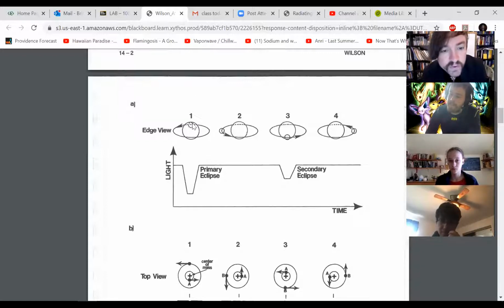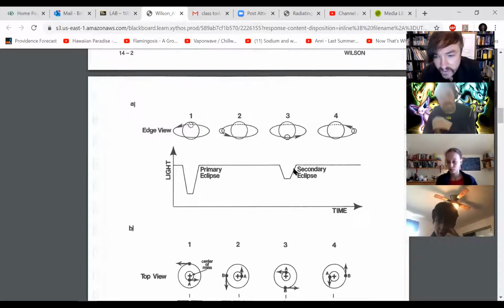And that's when we lose one of our star's photosphere's contribution to the brightness. That results in what's known as a primary eclipse, where you get a big dip in the light curve. It's also possible to get a secondary eclipse, where the small star passes in front and just reduces by a small fraction the amount of light you get.